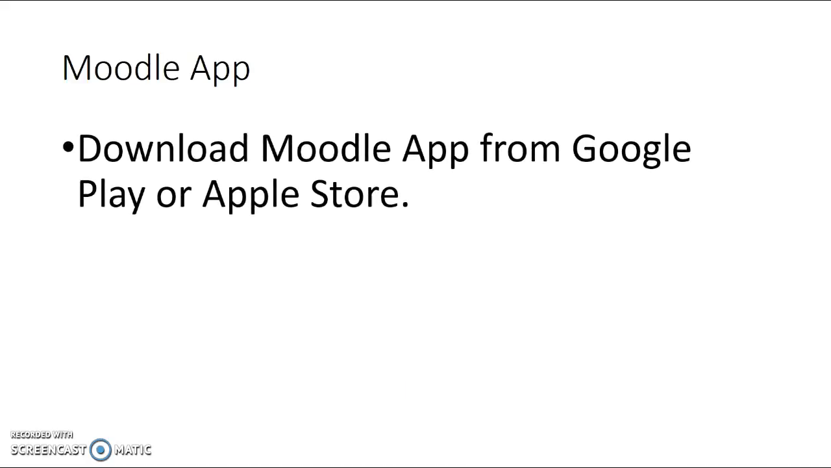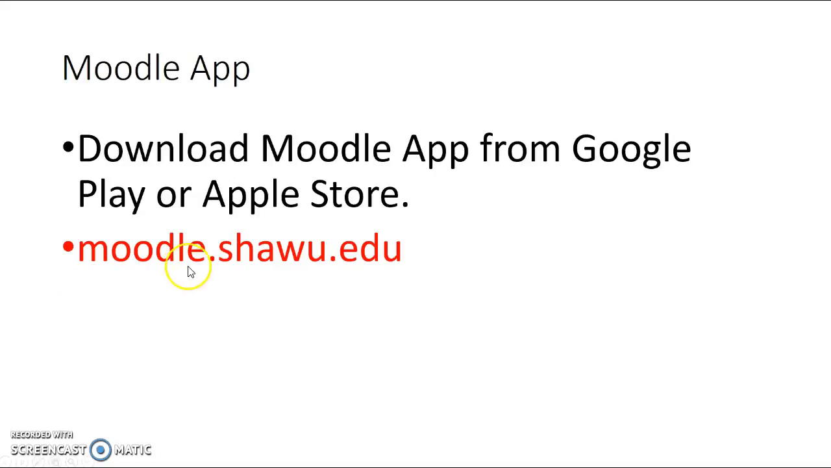There is a Moodle app for your phone. This is something fairly new, okay? You can download it from the Google Play or the App Store, depending on what kind of phone you have. And you just search for Moodle Mobile, I think is what it's called. When it asks you to log in, you will use moodle.shawu.edu. So it's moodle.shawu, make sure you have the U in there, .edu. From there, you'll be able to log in. And how do you log in?